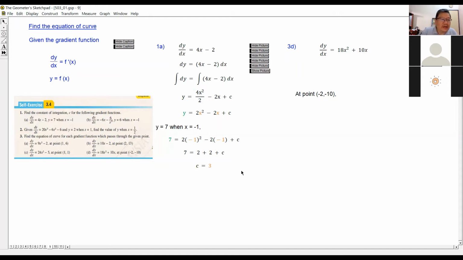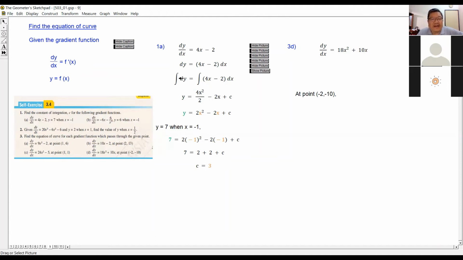Now you do not need to find, of course, if you want to find the equation of the curve, you have to take the c and substitute back here, right? But you're not required to find the equation of the curve here, unlike question number 3, where you have to find the equation of the curve.